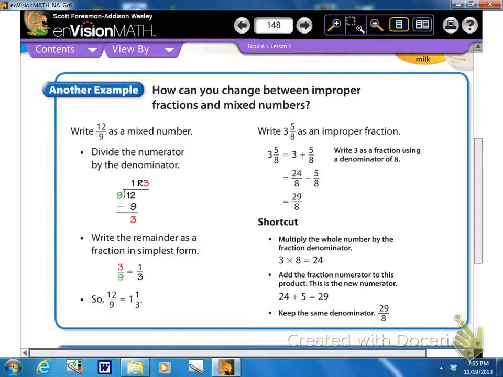Maybe. Alright, there we go. So now let's look at the opposite. Let's say now we want to go from our mixed number to an improper fraction, the opposite. Alright, so again, look at 3 and 5/8, and let's think about this number.